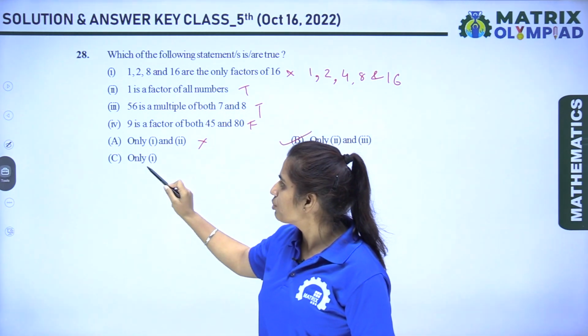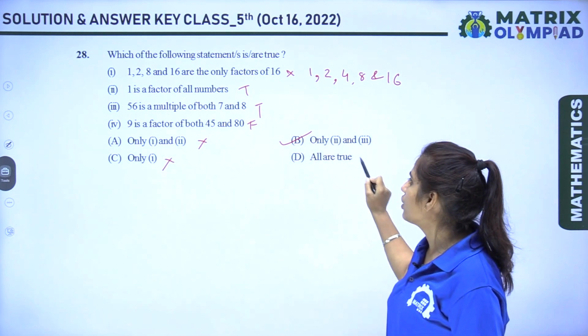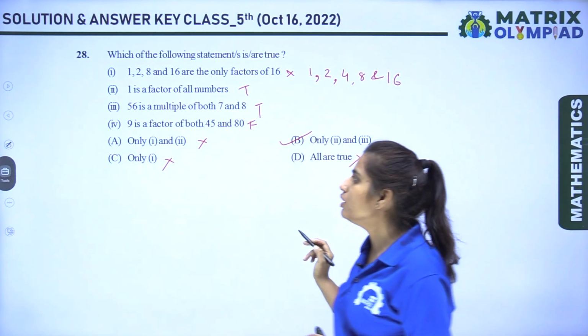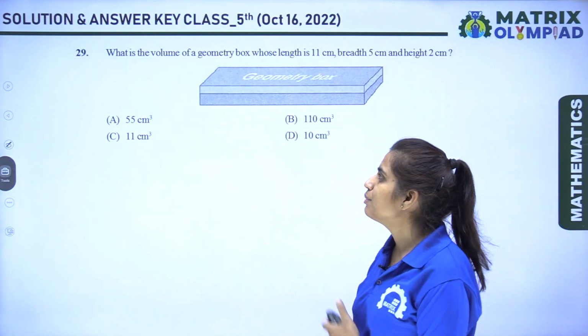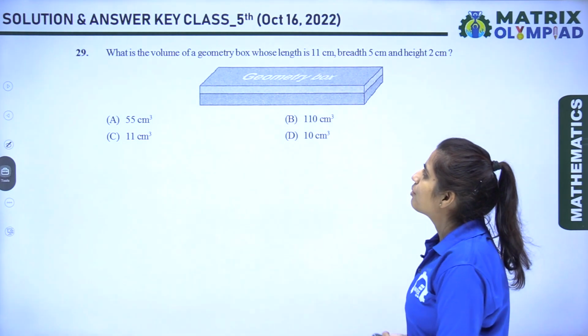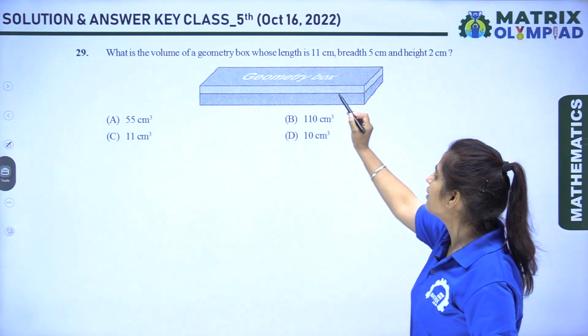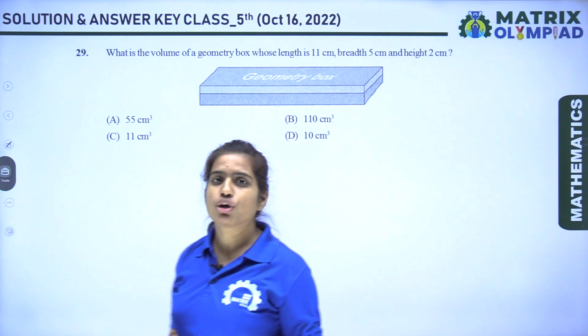Let's check the further options. Option C, only 1 is true. No. And D, all are true. No. So, according to the question, option B is the correct answer. Let's begin with the next 29th question. What is the volume of a geometry box whose length, breadth and height is given to us? So again, this is a formula based question.